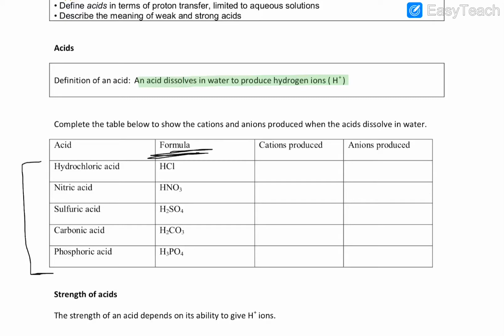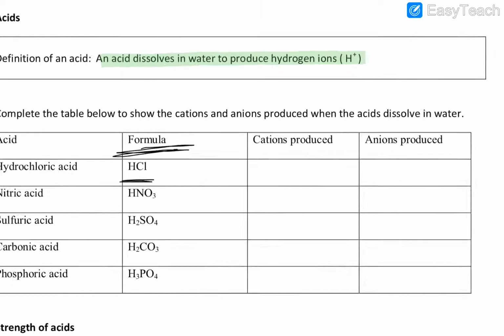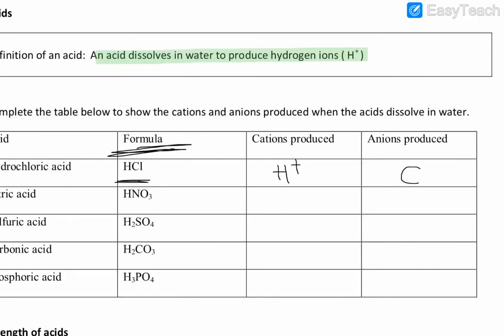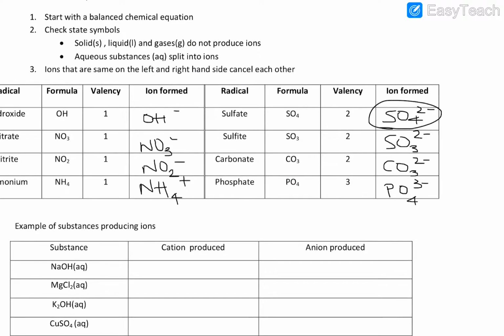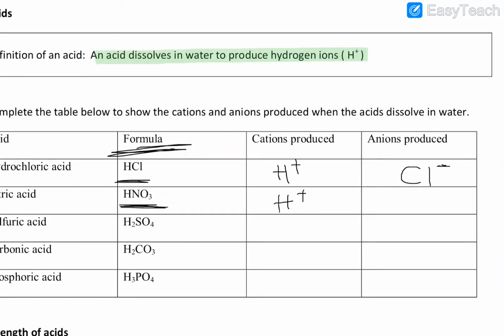So the anions and the cations produced: HCl, when it splits, is going to give you H+, and the anion is Cl-, right? And HNO3, it's going to split and give you H+, and because NO3 is a radical, NO3 exists as NO3- ions. H2SO4 will give you H+, but how many H+ do you have? You have 2 H+. And SO4 forms SO4 2- radicals. Check the radical table.